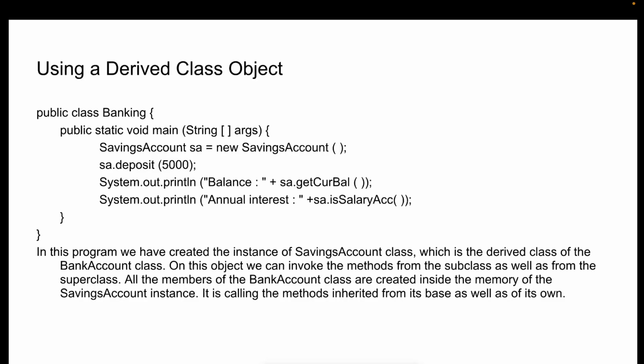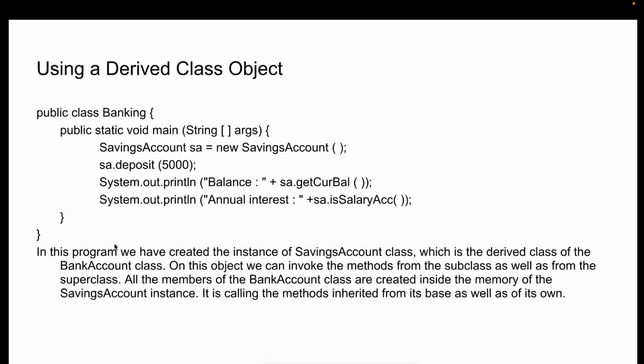Now this public class banking is some kind of test class which we are using to create the objects and call the methods of those previous classes. So we are creating an object of savings account, SA equal to new savings account. Using the reference SA, we are calling the deposit method. Then we are trying to get the current balance, and we are trying to get the salary account.